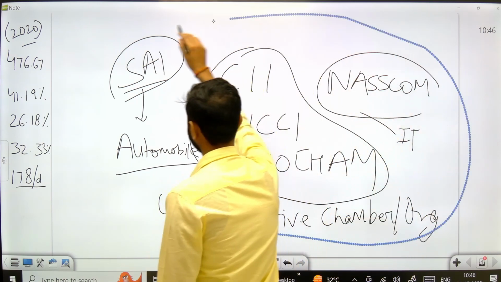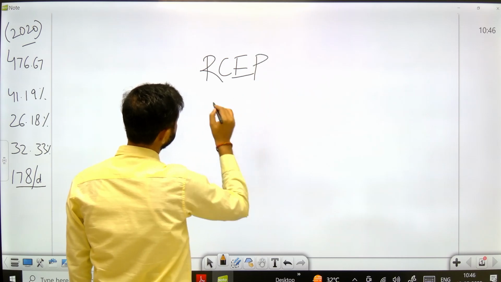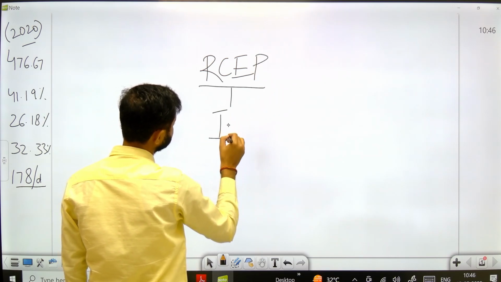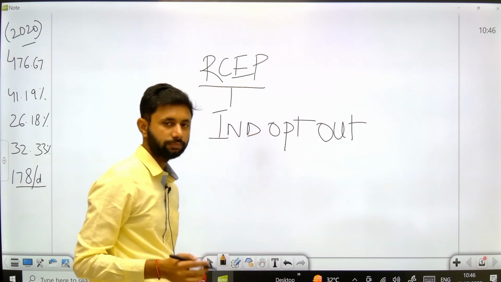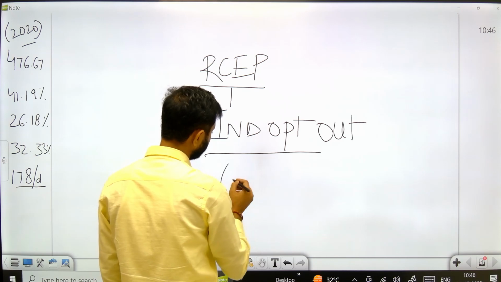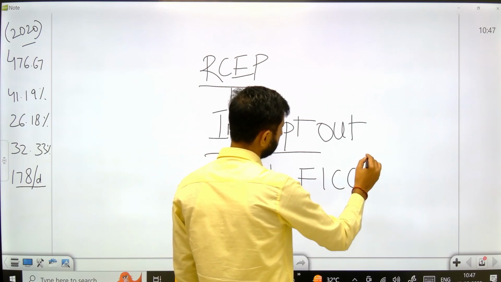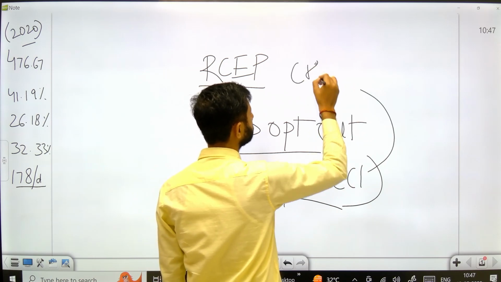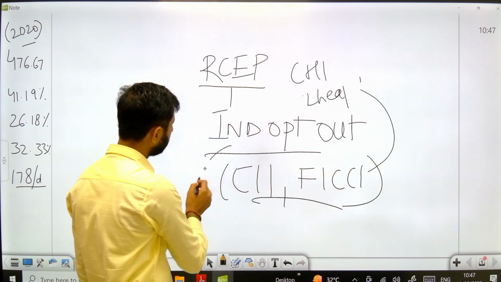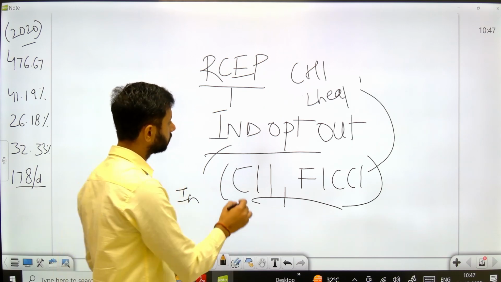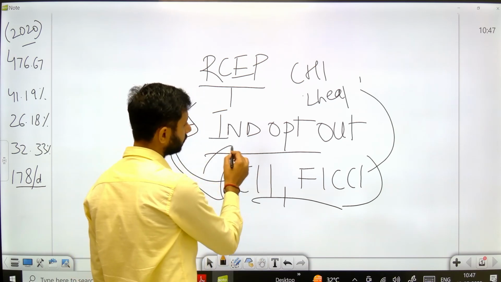And how do these organizations help? I'll tell you the latest example. We all have heard about the Regional Comprehensive Economic Partnership. India opted out of it because there were various issues that the Indian employers organizations were raising. These organizations raised issues that Chinese cheap imports will flood the Indian markets and it will directly impact Indian industries. So we don't want that. That's why they act as a pressure group. They had a major involvement in India's decision to opt out of RCEP.